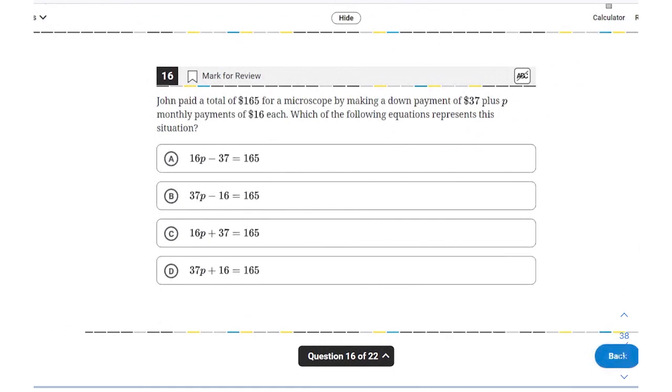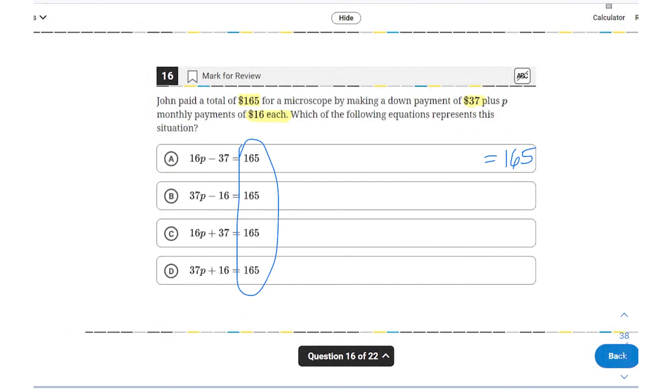All right, let's take a look at 16. John paid a total of $165 for a microscope, which in my experience is not too bad, actually. That's a pretty good deal on a microscope. By making a down payment of $37 plus p monthly payments of $16 each, keyword there. So to get that total of $165, we can see all of our answer choices have that same setup where we're trying to see what equals $165.